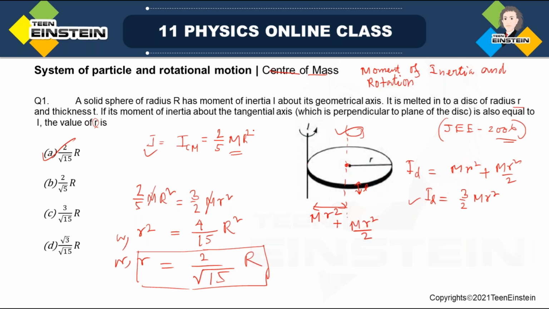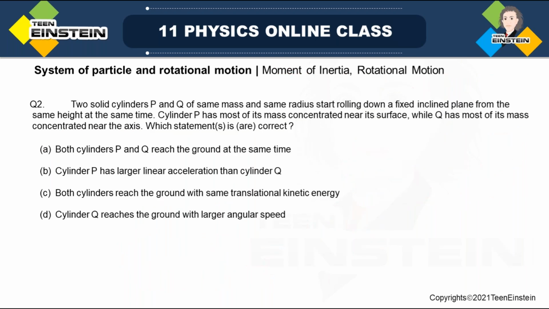What you need to know, or you need to remember, or somehow find out, is the moment of inertia of the solid sphere about an axis passing through its center of mass, and the moment of inertia of a disk about an axis which is tangential to the disk and perpendicular to the plane of the disk. That can be found out by using the parallel axis theorem, and if you equate them you will get the answer. Okay, we'll go to the next question.